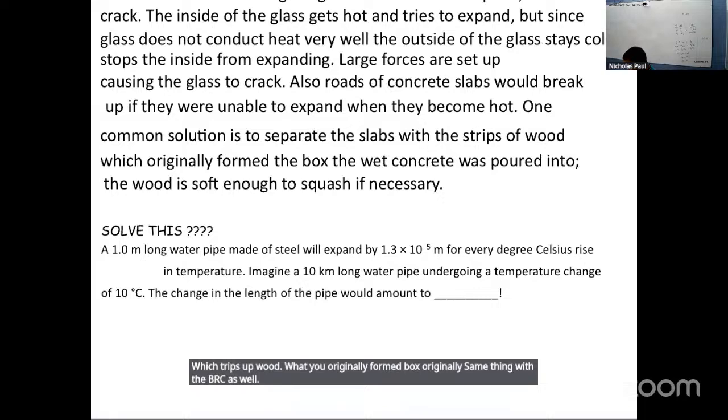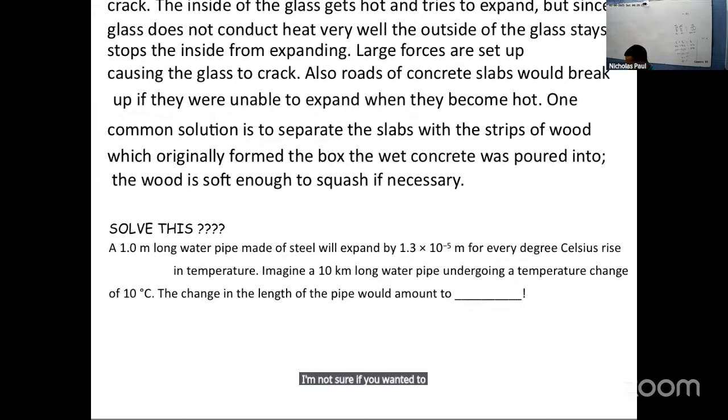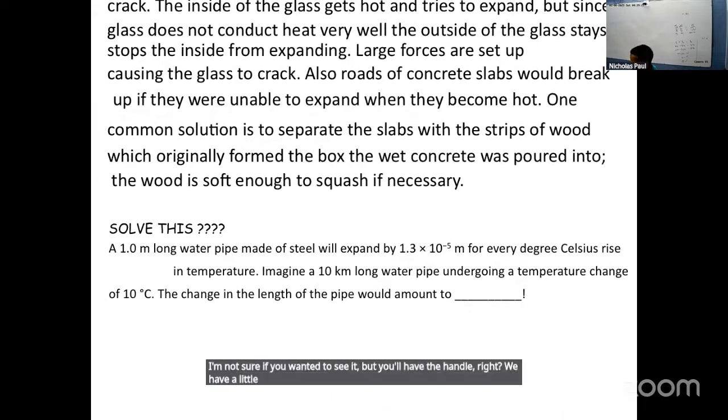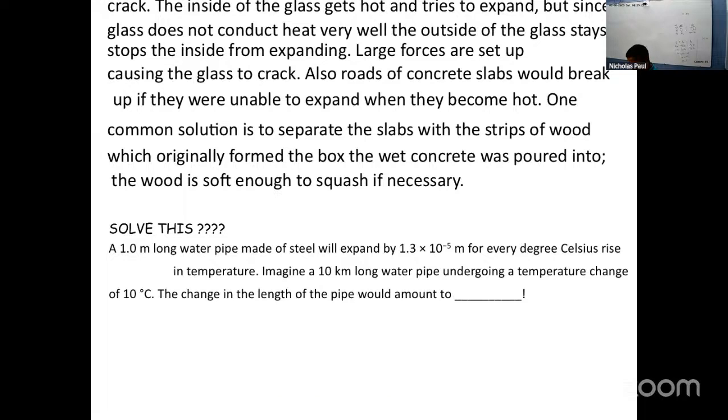Right, I'm not sure if all of you can see it, but you'll have the handout, right? We have a little question to solve here. Take a little read. It's in the handout. If you can't see it, open up the handout. In the group, check in the group. Okay, well, write it down from here.